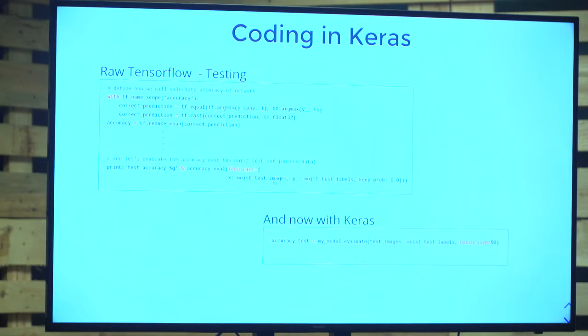Again, in Keras, we can do it in one line. We take our model that we built and we call something called evaluate on it. We give it the test images and the test labels. You can give it a batch size. The batch size in testing is purely to stop it, if your data set is too big to fit in memory in one go, it'll do it in batches.